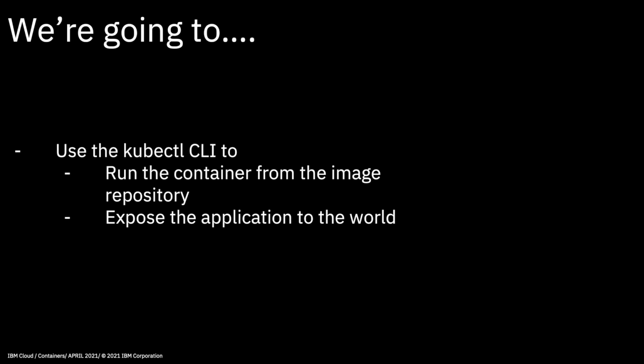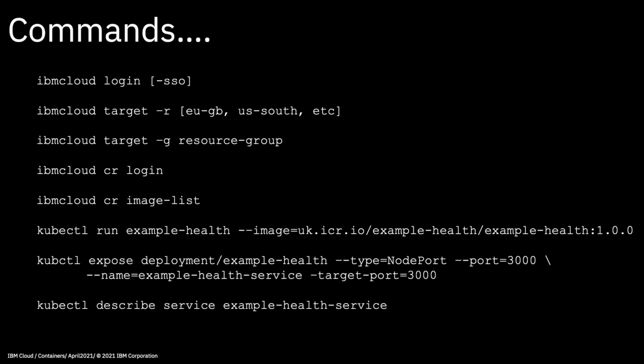So in this video what we're going to do is take the container image that we built in the last video and then use the kubectl CLI to actually run that container from the image repository on our Kubernetes cluster that we created one or two videos back. What we're then going to do is expose the application to the world, and we'll show you that running in a browser as well.